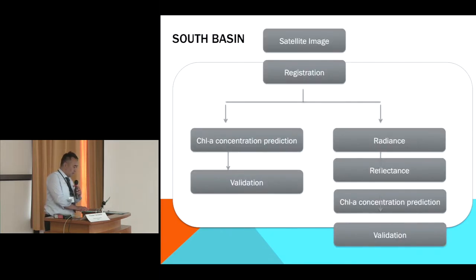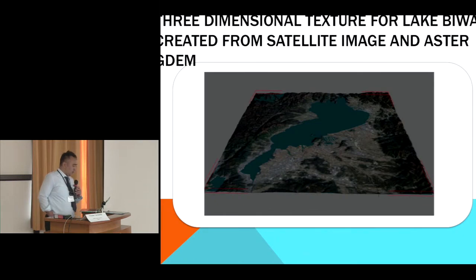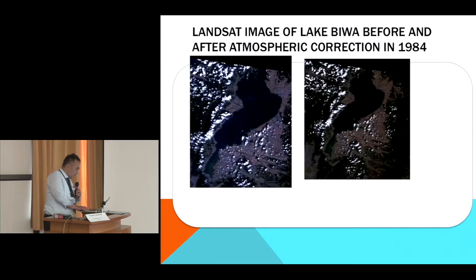This just shows how we analyze the satellite image into concentration. This is a picture from NASA. We use radiance to reflectance, and this is a very conventional and well-known technology that we are using. And also, as a model, we use a satellite image and convert it into a three-dimensional shape. This has been carried out by Dr. Fujio Nakano. And this is a normal Landsat image before and after the atmospheric correction in 1984.